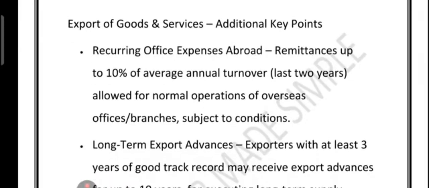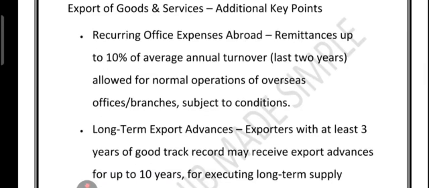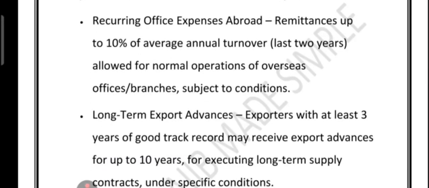So let's go over some more important RBI rules for exporting goods and services. If you already have an office or branch abroad, you can send money for its regular running cost. Things like rent, salary, utilities. What is the limit? 10% of your average annual turnover in the last 2 years, and there are certain conditions that you must follow. That is called recurring office expense abroad. So if you have an office or branch abroad, you can send money for its regular running cost.